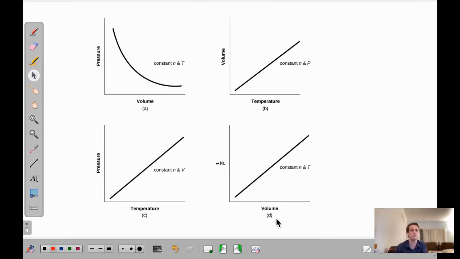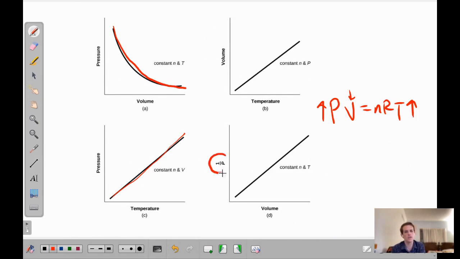Look at the relationships between variables. So you might notice that temperature and pressure at constant n and V, PV equals nRT, as pressure goes up, temperature goes up. So that's a direct relationship. As pressure goes up, volume goes down. That's an inverse relationship. The graph looks like that.